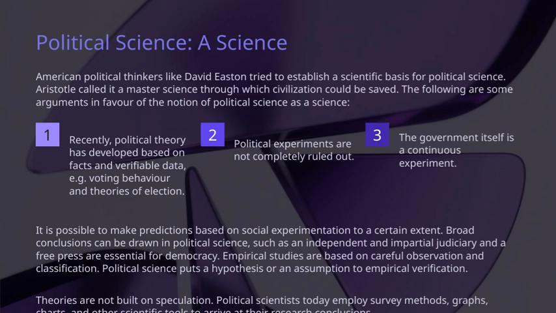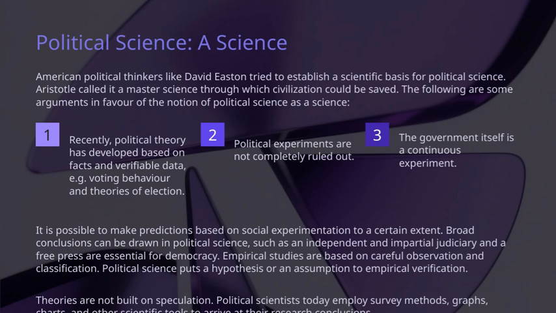Theories in political science are not just based on speculation. Today, political scientists use survey methods, graphs, charts, and other scientific tools to reach their conclusions. This scientific approach allows us to make informed predictions, though they are not always certain. Political experiments are still possible, and to some extent, we can predict political outcomes based on social experimentation. For example, we understand that an independent, impartial judiciary and a free press are essential for a healthy democracy. Empirical studies, which are grounded in careful observation and classification, form the backbone of political science.